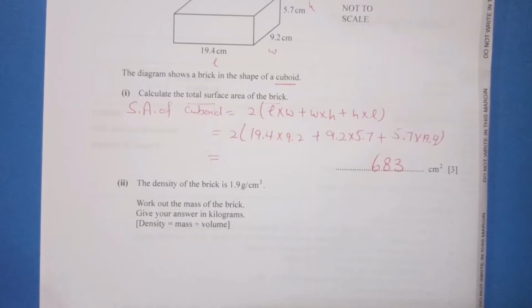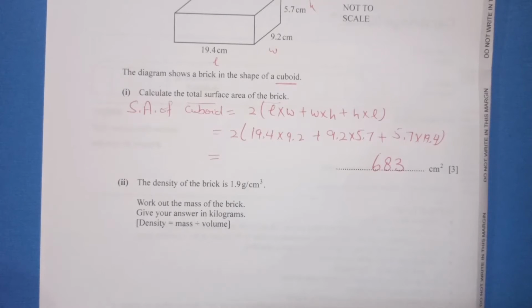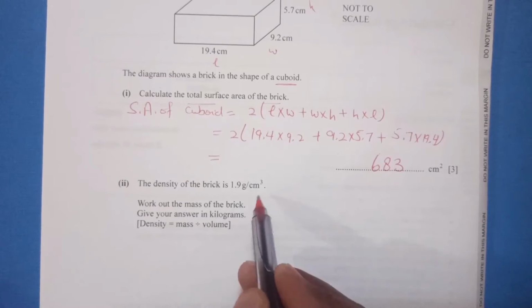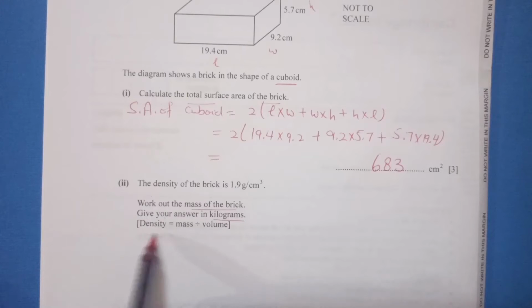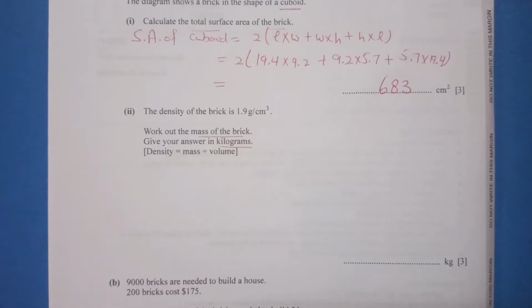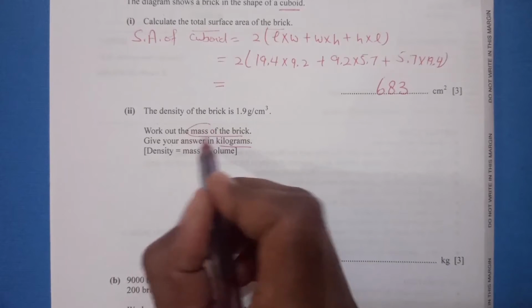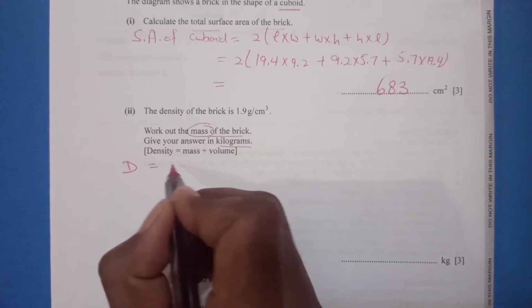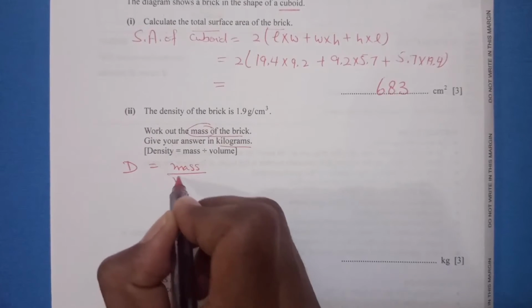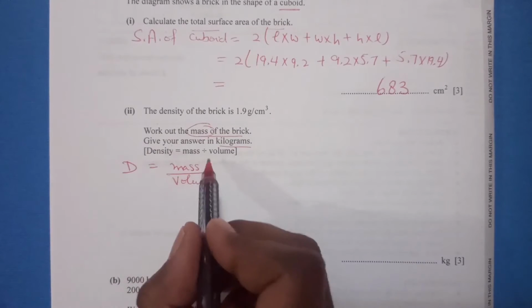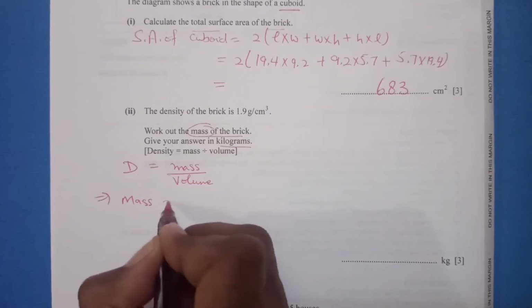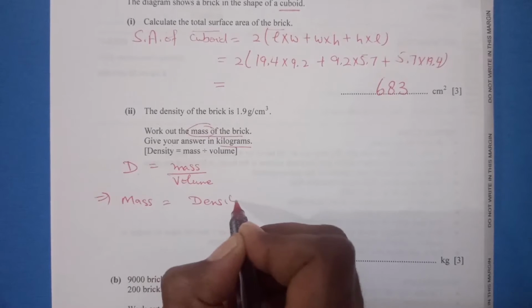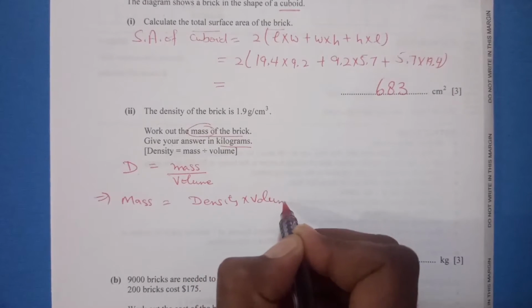The density of the brick is 1.9 grams per centimeter cubed. Work out the mass of the brick and give your answer in kilograms. We are given the formula of density, which is mass over volume. So we are looking for the mass here. So we can write the formula: density is equal to mass divided by volume, right? So from here, mass is density times volume, or you can directly substitute the values.